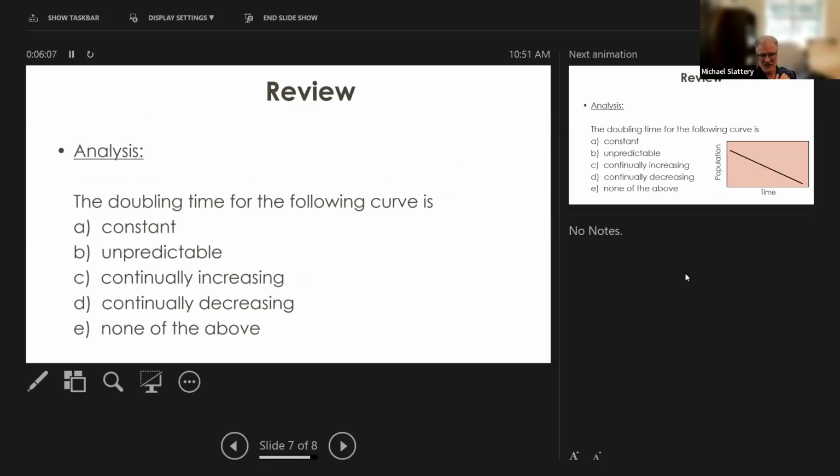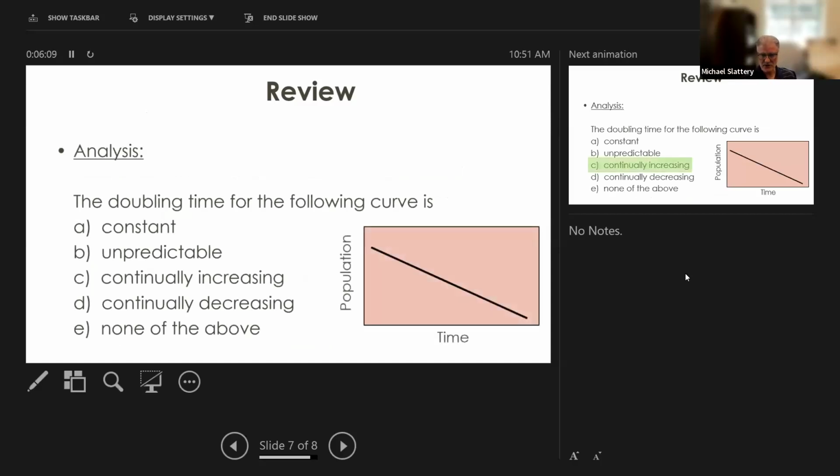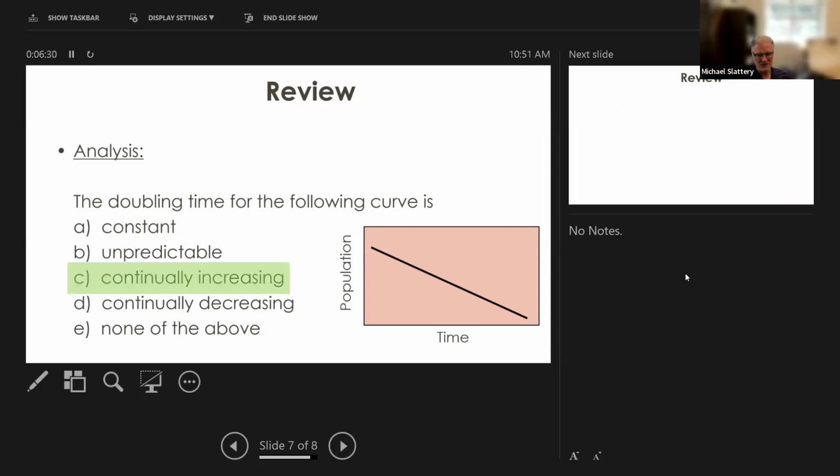An analysis type question, right? So I would give you a plot that looks like this, for example. So you've got population on the one axis and time on the other axis. And the doubling time is either constant, unpredictable, continually increasing, continually decreasing, or none of the above. This isn't a trick question. A lot of people would look at this and go, well, the population's decreasing over time, so therefore it must be D. But it's actually C. Why? Because this focuses on the doubling time and the analytical application of doubling time, right?